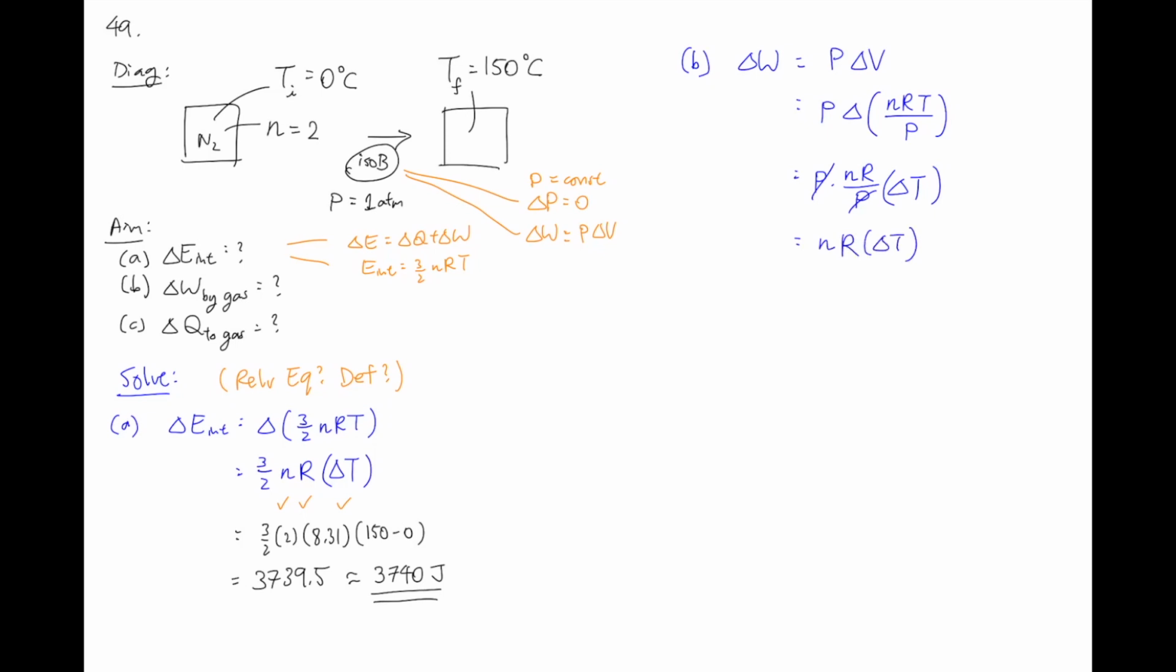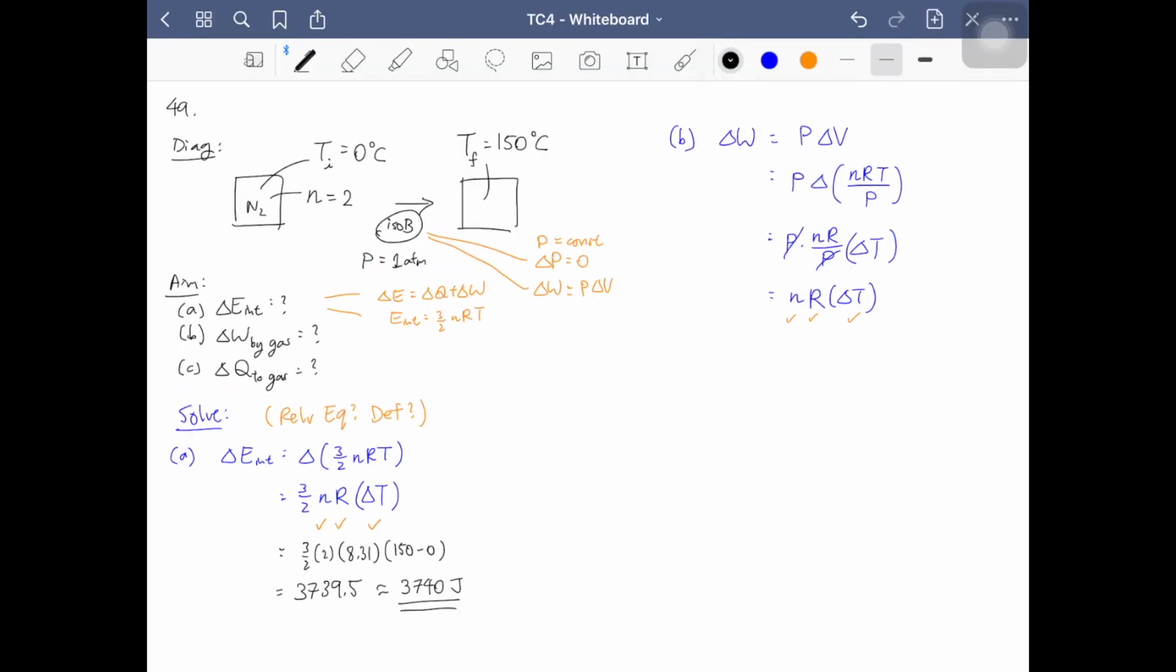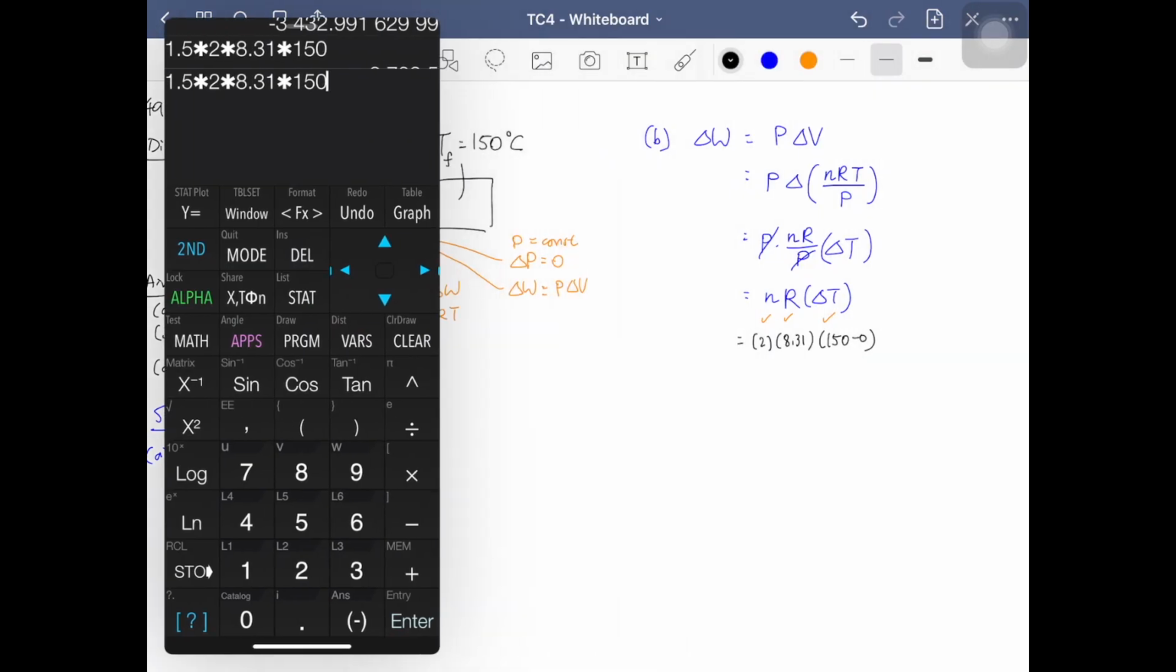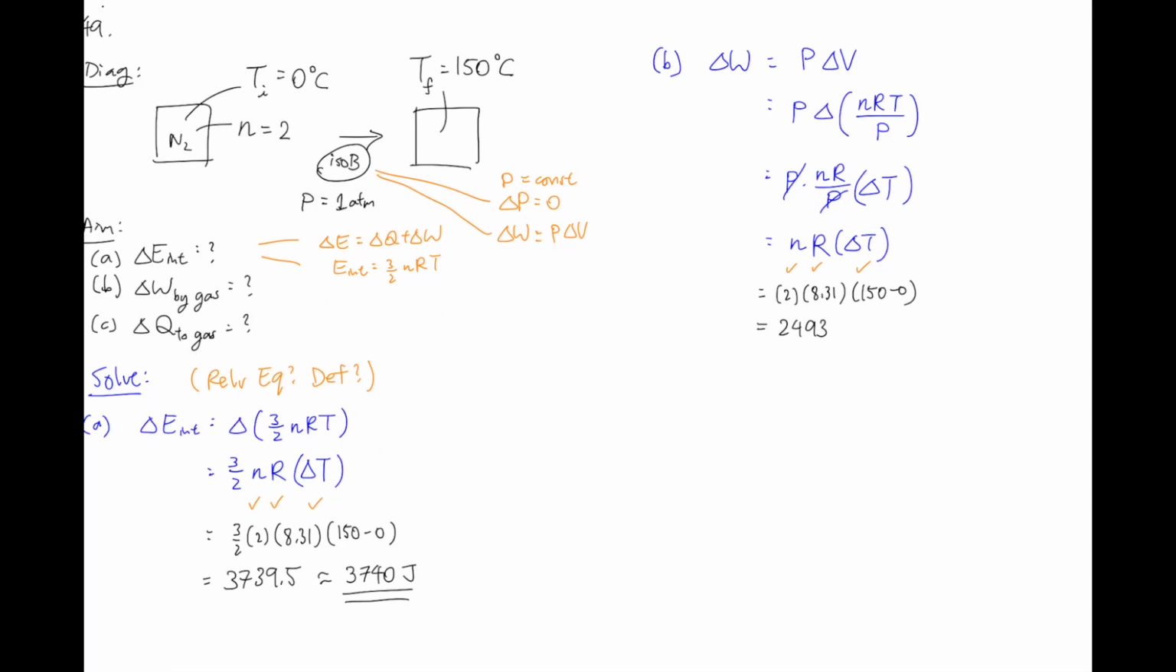And now you can ask yourself, do I know everything? Give it a quick check. Yes, I do. And you're done. So let's quickly plug in the numbers, and we'll see what we get. Okay, so it looks like we got 2,493. Let's round that to the correct significant figures.